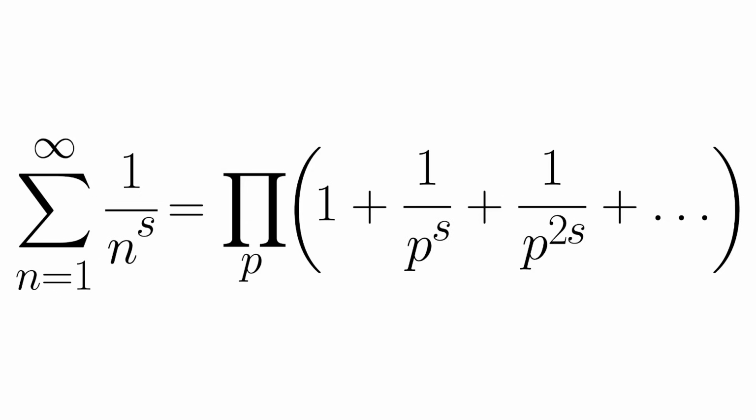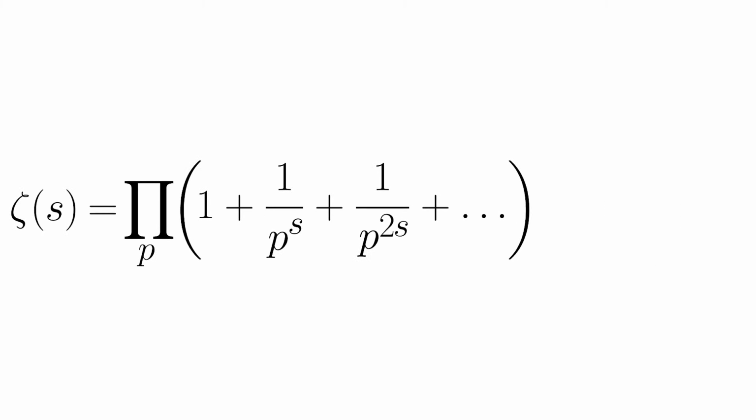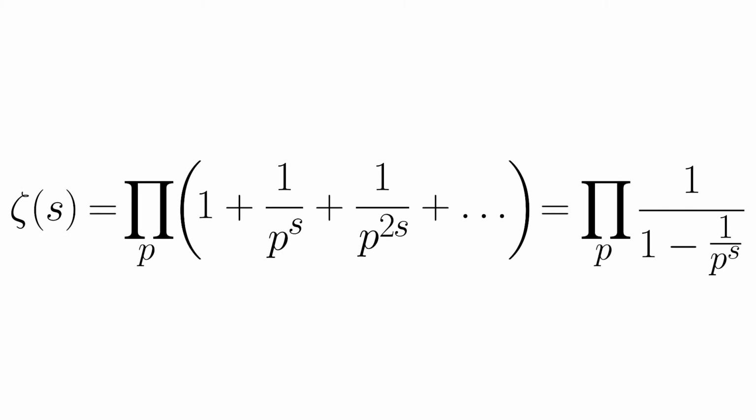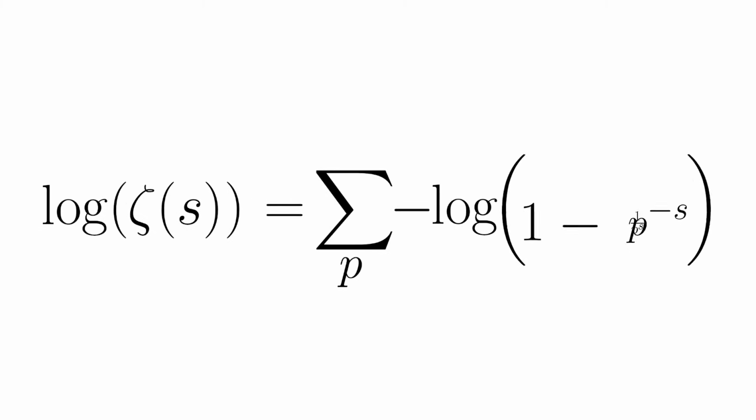And so, what Euler realized was that if he took zeta of s, that is, by definition, the sum over n of 1 over n to the s, I can rewrite that as the product over the primes of this geometric series, 1 plus 1 over p to the s plus 1 over p to the 2s, and so on, which I'll use the geometric series formula to rewrite in this fashion. Just as we did before, we can now take the logarithm of both sides, leaving us with the logarithm of zeta of s is equal to the sum across the primes of minus the logarithm of 1 minus p to the minus s.